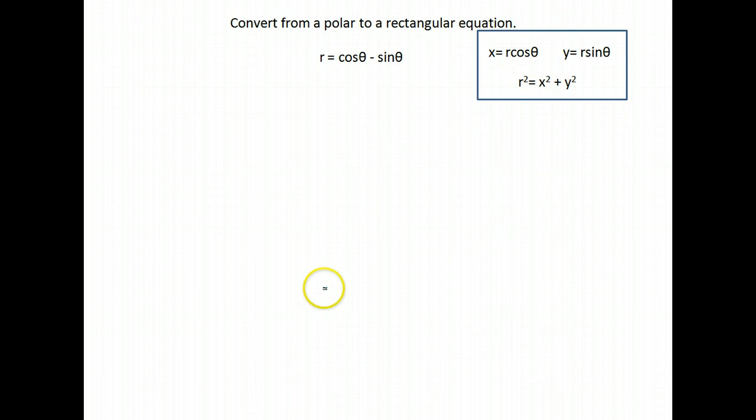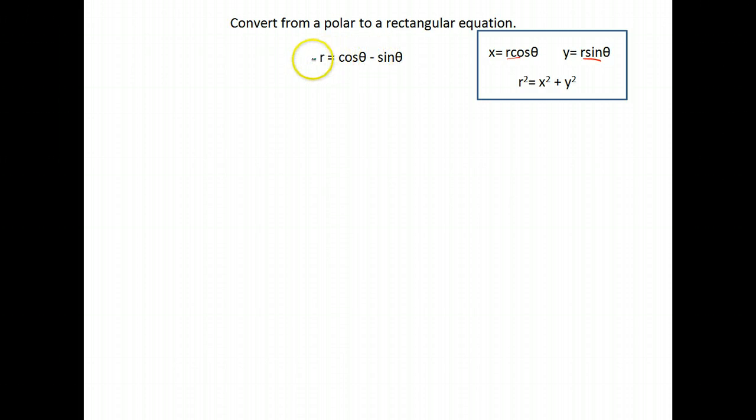All right, here's our next example. r is equal to cosine theta minus sine theta. All right, well, again, we have just a plain r, which is a problem. We have another problem: we have just a cosine theta and a sine theta. And notice in our conversions here, we need an r cosine theta and an r sine theta and an r squared. So remember, to get an r squared, we could either square both sides or we could multiply by r on both sides.